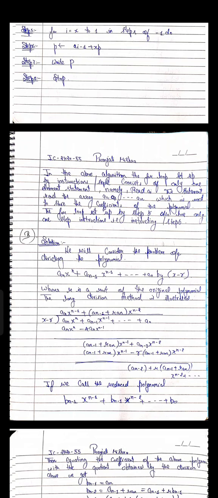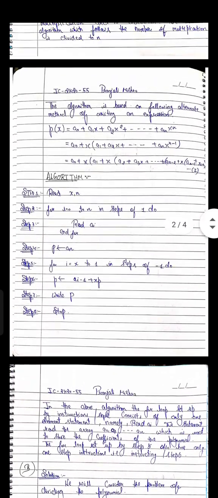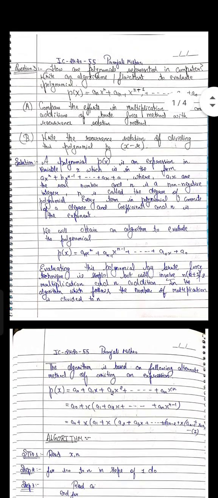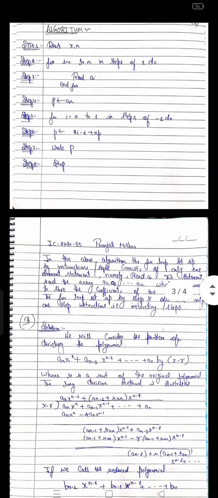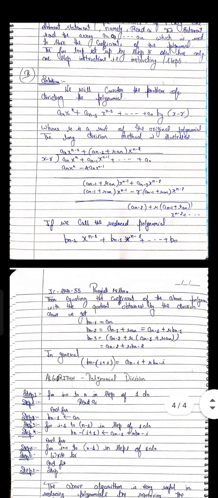Let's begin with the solution of B part. What this B part says, let's first see that. Write the recurrence relation of dividing this polynomial by x minus r. Let's come to the solution.